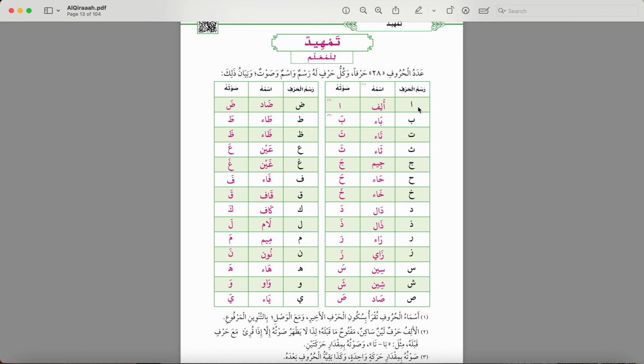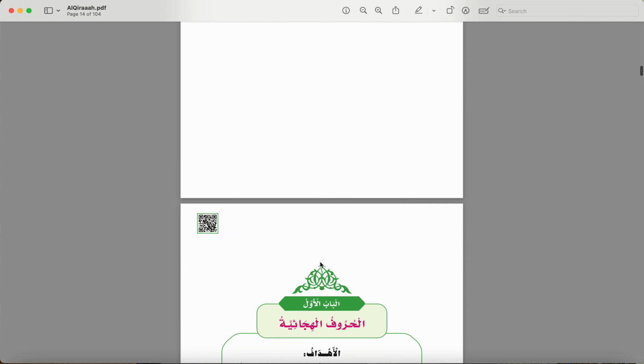So the 28 letters are, we go over them: alif, ba, ta, tha, jim, ha, kha, dal, dhal, ra, zay, sin, shin, sad, dad, ta, dha, ain, ghain, fa, qaf, kaf, lam, meem, noon, ha, waw, ya. These are the 28 letters of the Arabic language.